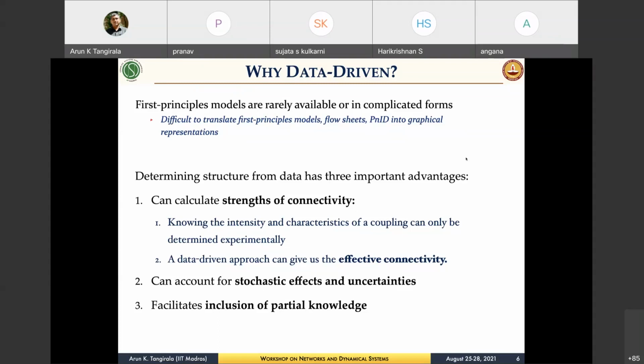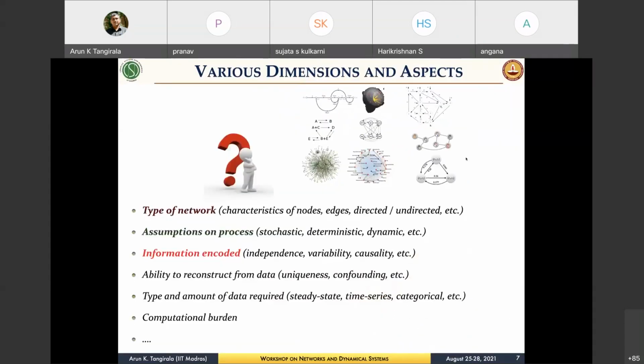The second advantage of working with a data-driven method is you can account for stochastic effects. And this is true not only in causal discovery, but elsewhere as well. It is not possible to account for uncertainties with a first principles approach. And finally, it facilitates inclusion of partial knowledge. And this is becoming a big thing today. We talked about physics-informed approaches and so on. So I know some knowledge from physics, and the rest I want to complete with data. That is another reason why you want to learn the data-driven method. So hopefully you're convinced now.